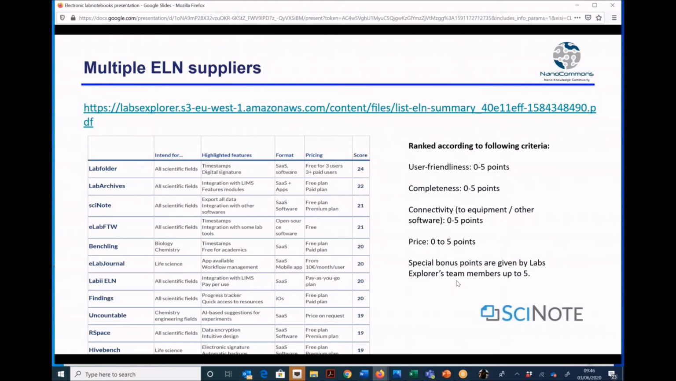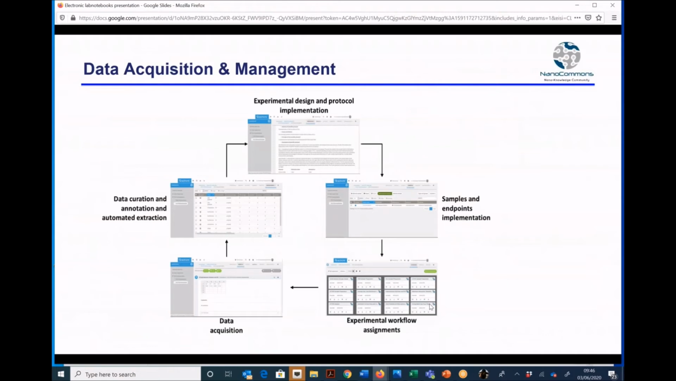The one that we have used the most, and that I'll talk about in the rest of this short presentation, is SciNote, which was ranked 3rd here, mostly because it's got a free plan, but also because their API is open and we can link to it, or we're working with them to link to it. So what is SciNote then? How do we use it?